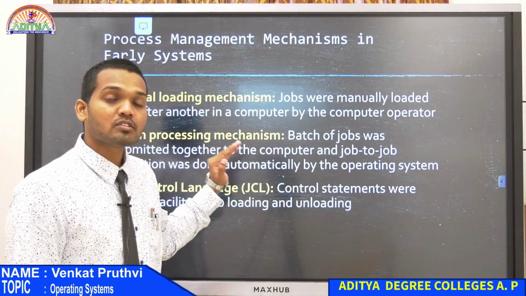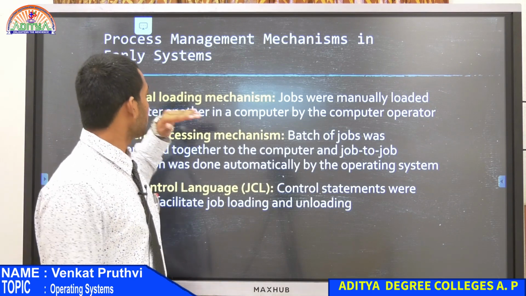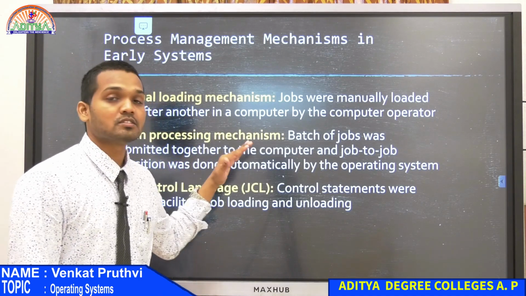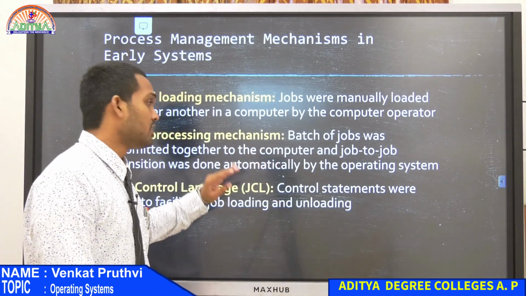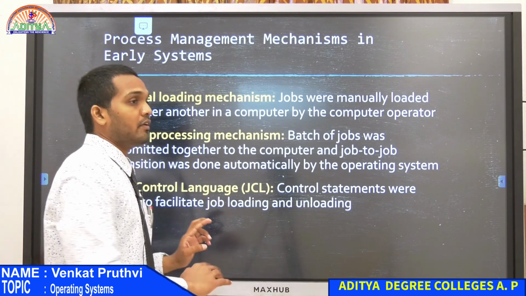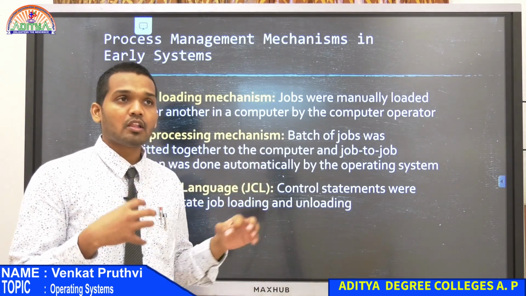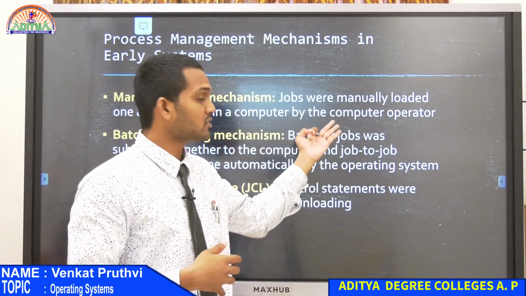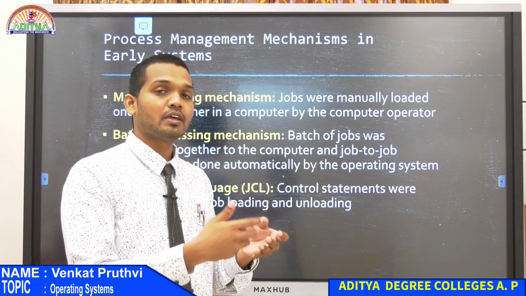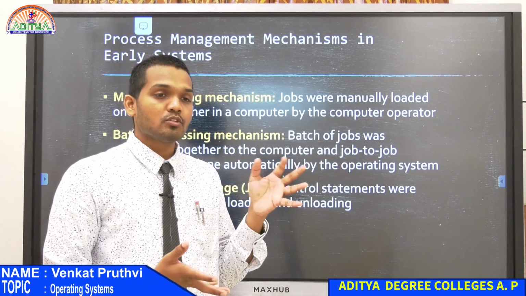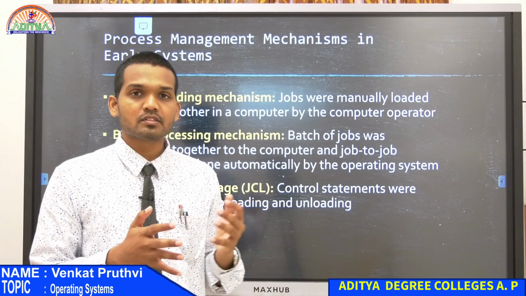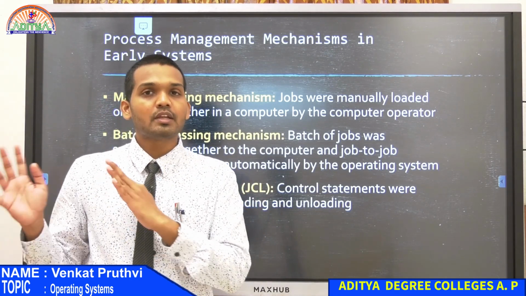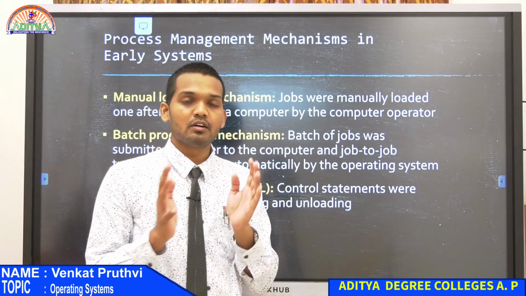This is related to your second generation of computers. The manual loading mechanism you can link to the first generation of computers, and the batch processing mechanism you can link to the second generation. In the second generation of computers, what happened? We gathered all the tasks, because until then the computer operator used to give the input for each and every task, right? So, they used to club different tasks of a similar category into one batch, and like that they created multiple batches of different groups of tasks.